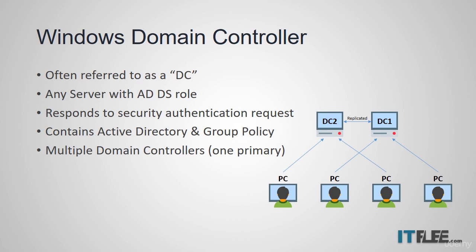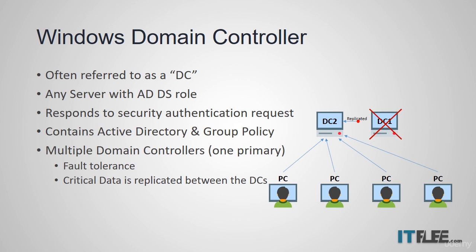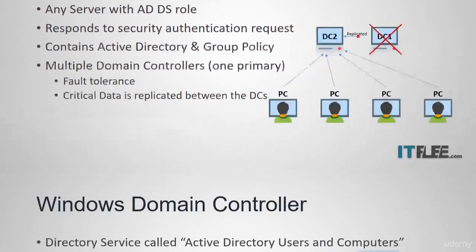domain controller. You can have several domain controllers within a domain, but there is only one primary or main domain controller. The primary reason for having more than one DC is fault tolerance. The critical information, like user and account information, is replicated between the DCs, so if one goes down, the client computers will switch to the other DC that is still functioning.